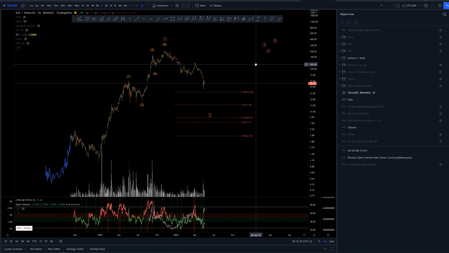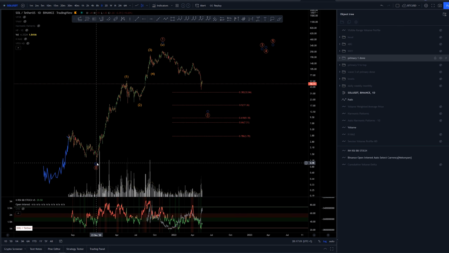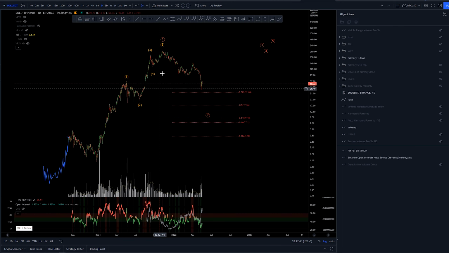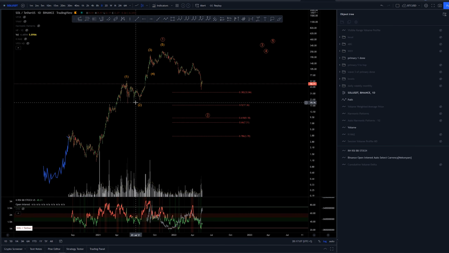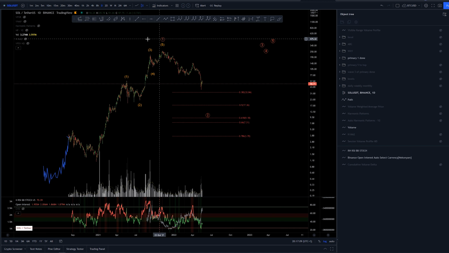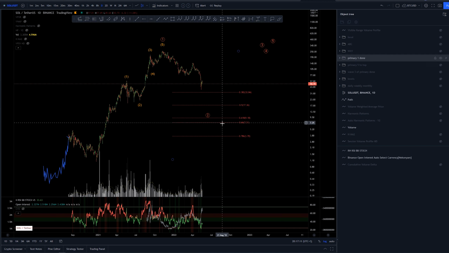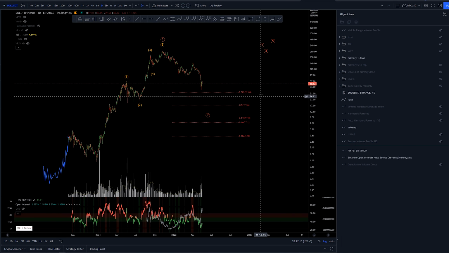Another scenario is if we want to start the count from here on observable price history, we could just have this as a 1, 2, 3, 4, 5 here. But again, at this point we would be looking for downwards a bit more than the wave 4 that we're expecting.